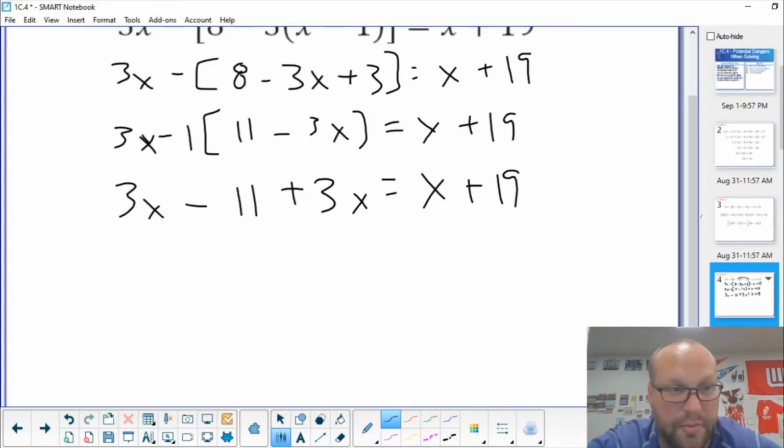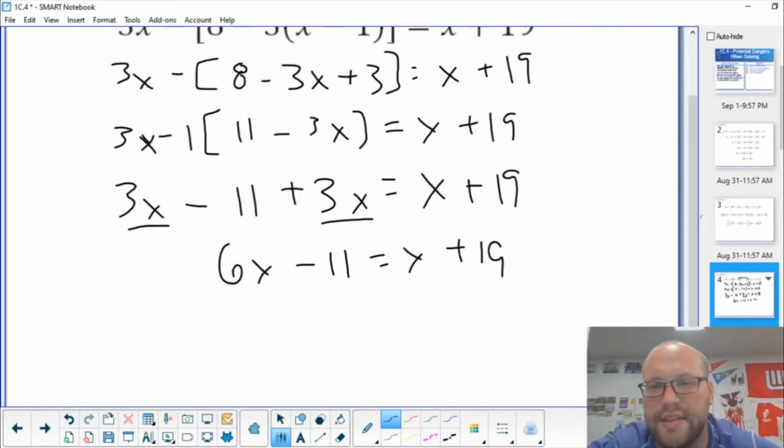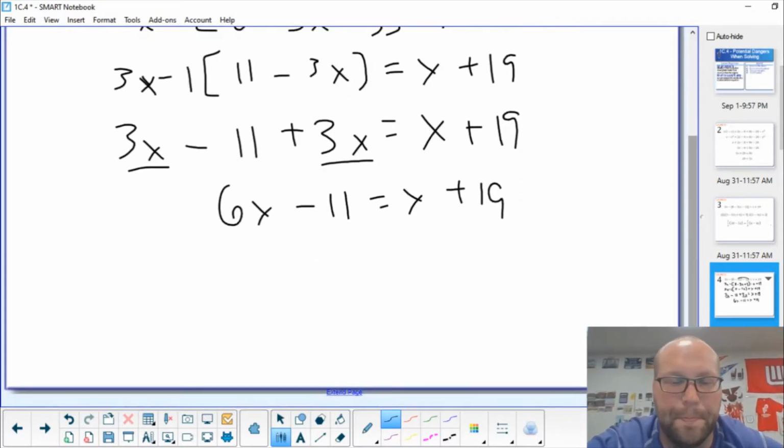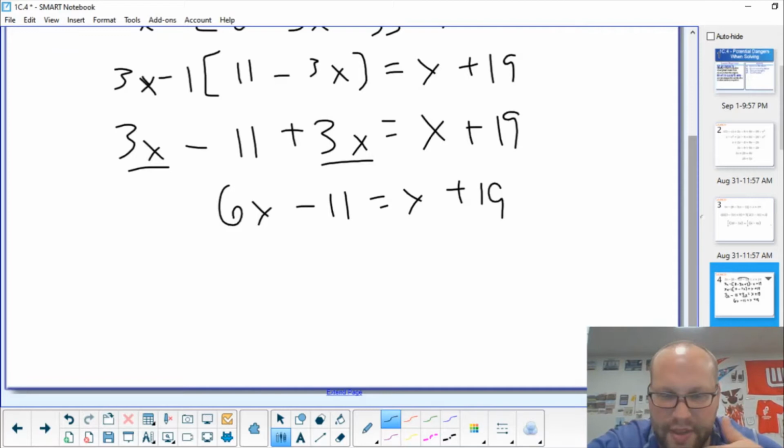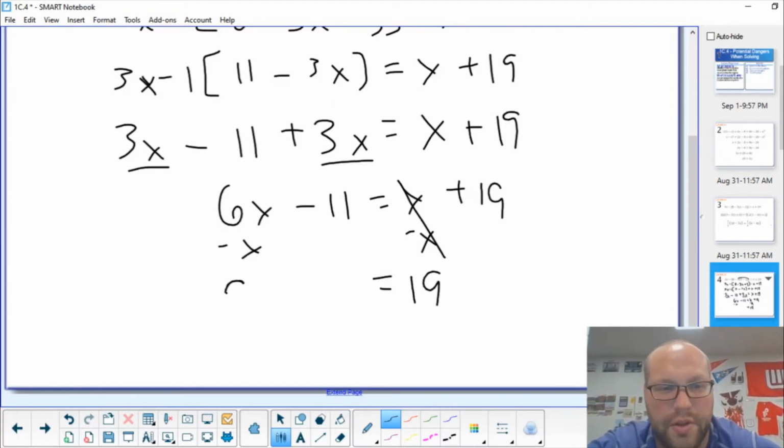I see some like terms. So we have a 3x and a 3x, which is a 6x. And again, you slowly start to see that this equation is becoming simpler and simpler. And as we keep going, now I have variables on both sides. Well, how can I make that a simpler problem? Make it so that that's not the case. So I subtract x, and that will make that not the case on the right side. I no longer have variables on the right side of the equation, which is a good move.